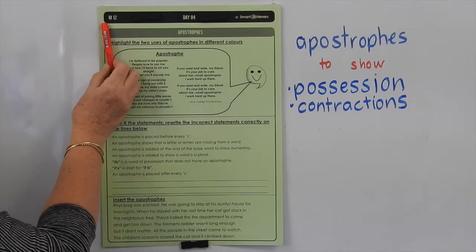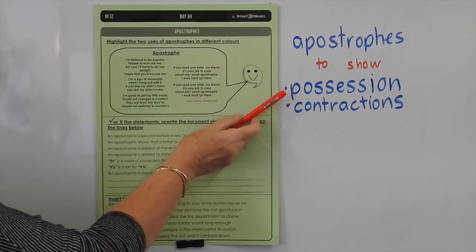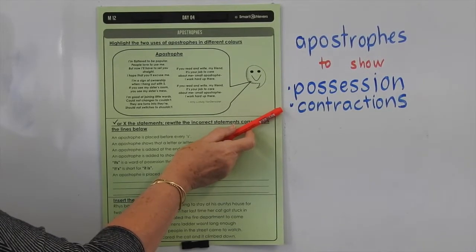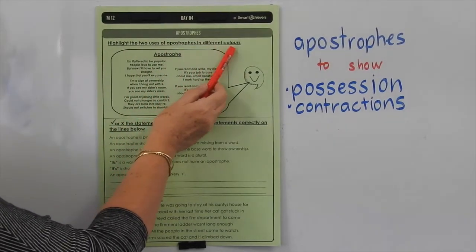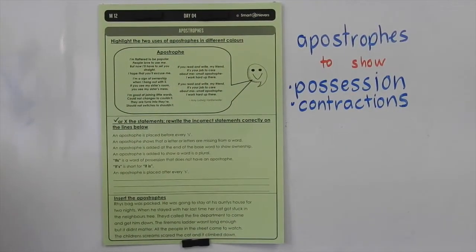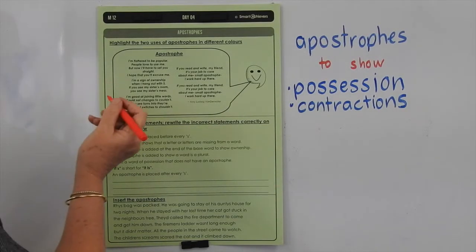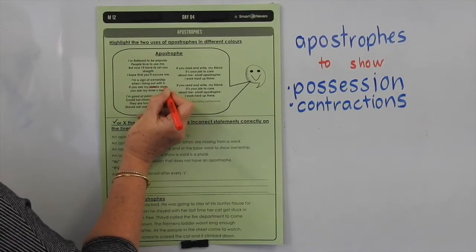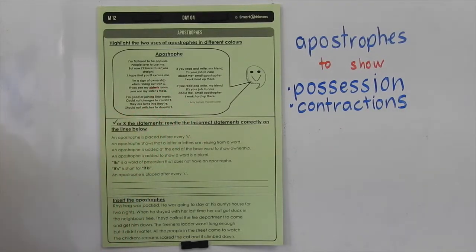This is level M, list 12, and we're doing the day 4 page on apostrophes. So we're covering here possessive apostrophes and apostrophes to show contractions. So highlight the two uses of apostrophe in different colours. I'm going to highlight the possessive apostrophes in red. So if you're showing possession, the room belongs to my sister, so that shows a possessive apostrophe. You can find the other ones on your own.